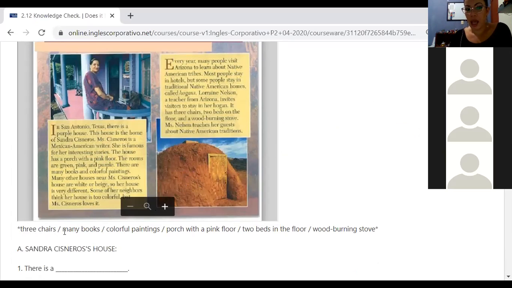Three chairs, many books, colorful paintings, porch with a pink floor, two beds on the floor, and a wood-burning stove.